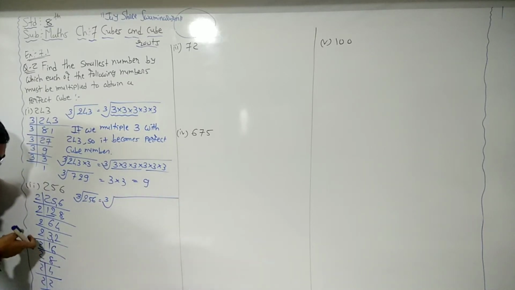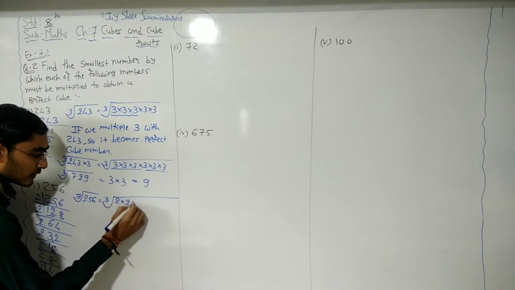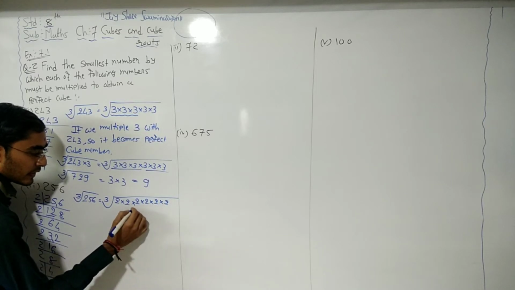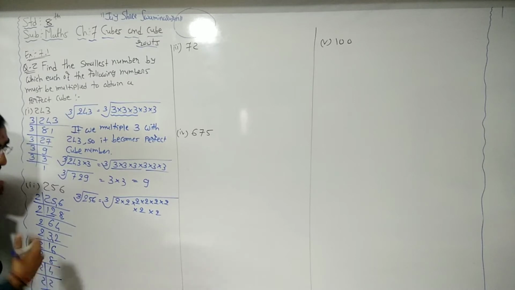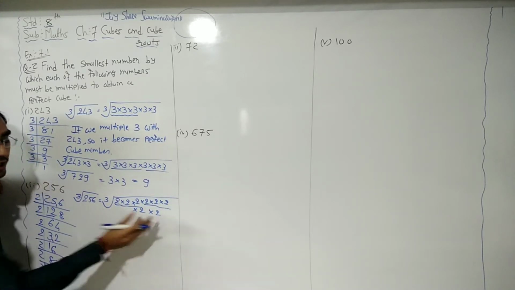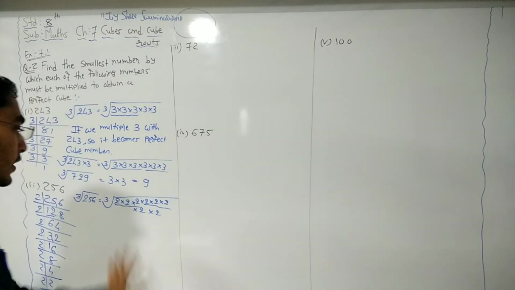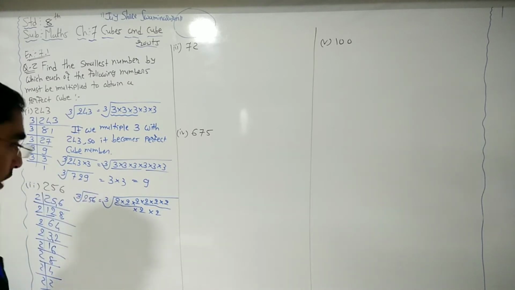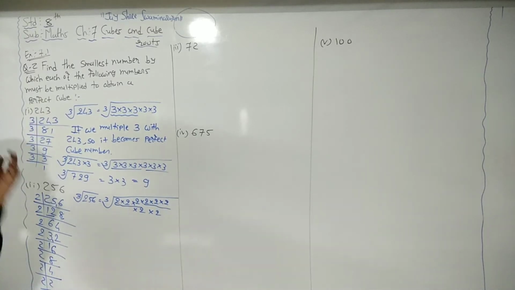So 256 is 8 times 2. Now make groups of 3 numbers. So here one group, and here we have only 2 times 2. One more time we want. We have 2 two times, but we want one more time. So what we need to do? We need to multiply this number with 2, so it becomes a perfect cube number.